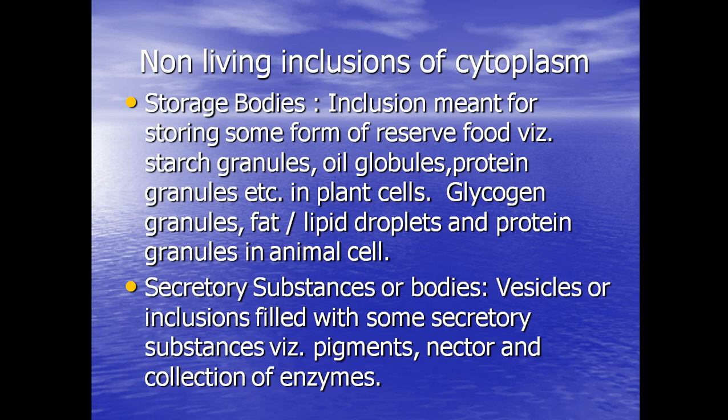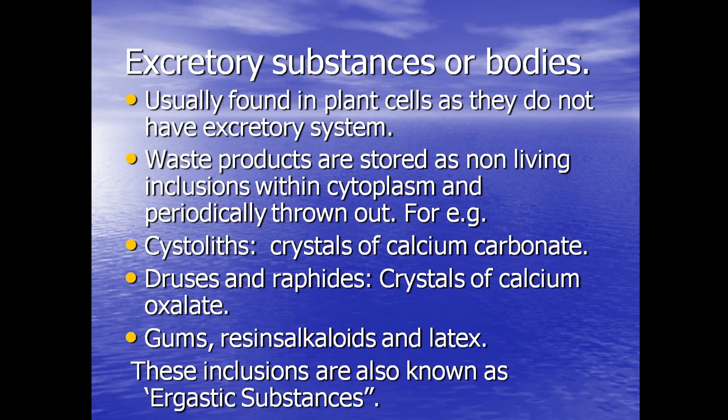Either it may be secretory substances like pigments, nectar, or even the enzymes. They are stored there. Even the excretory substances or bodies. There are many things which are to be excreted out from the cell. And these excretory substances or bodies are found in the plant cell, because plants do not have an excretory system. But in animal cells, animals have excretory organs or excretory systems.